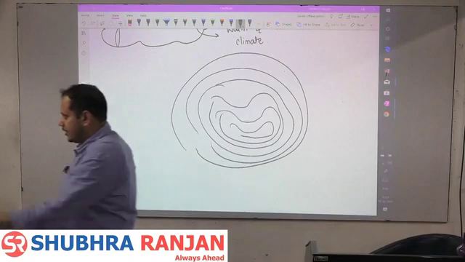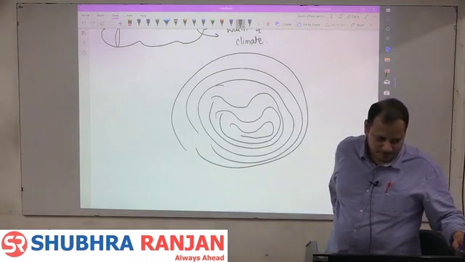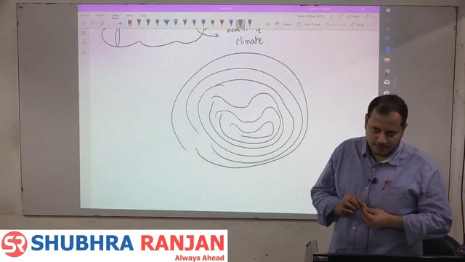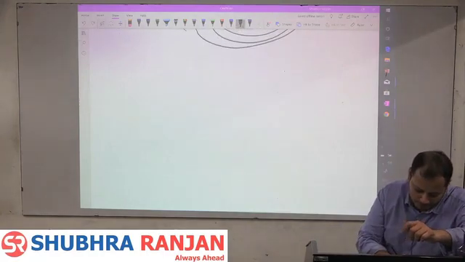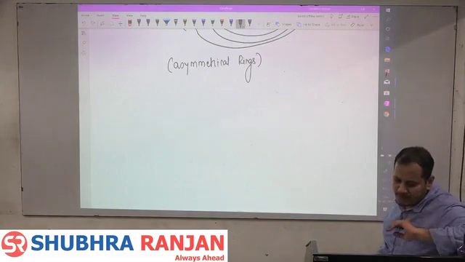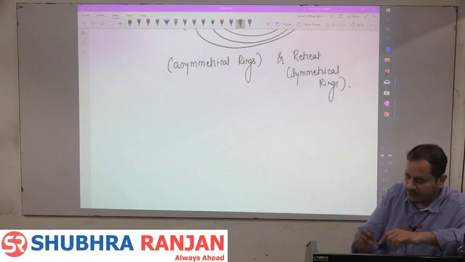Dendrochronology also helps in reconstructing the advances (write in brackets: asymmetrical rings) and retreat (symmetrical rings) of glaciers.